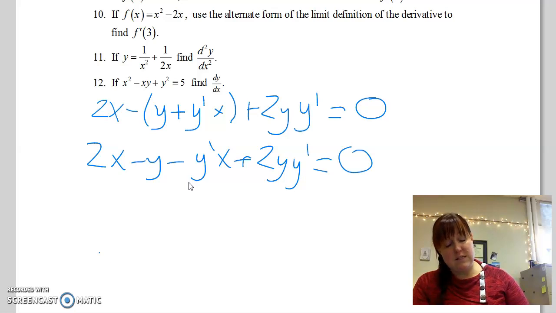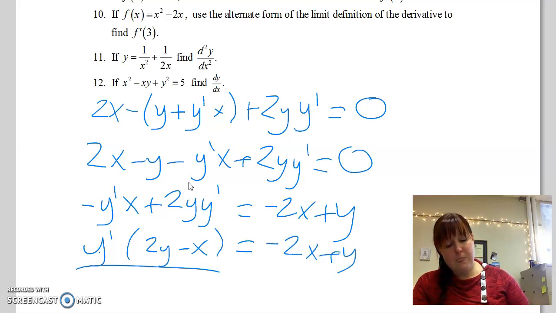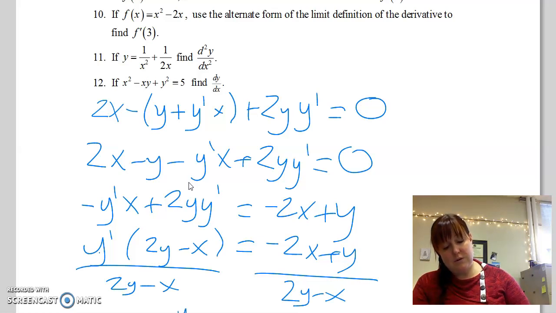We get everything that does not have a y prime on the other side. So that leaves us negative y prime x plus 2y y prime equals negative 2x plus y. And then we take our y prime out, and we have 2y minus x still inside. We divide by 2y minus x and 2y minus x, and there you go. y prime equals this.